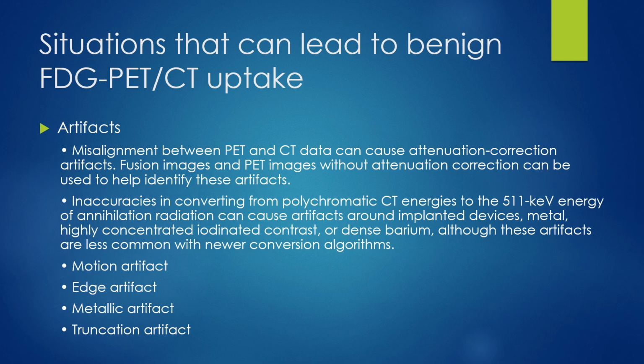There are several different types of artifacts. Most of them we talked about in earlier lectures, but the misregistration or misalignment between PET and CT, inaccuracies in converting the polychromatic CT energies to 511 keV, and this can cause artifacts around any kind of implanted devices, metals, contrast, anything like that that's going to be hyperdense. Motion artifacts, edge artifacts and truncation artifacts, you'll see misplaced counts around the edges. And then metallic artifacts will be very similar to when you have something that's super dense.